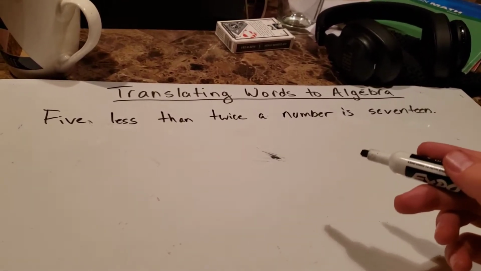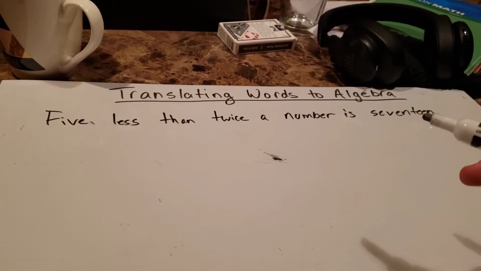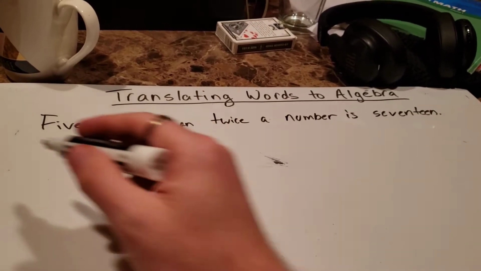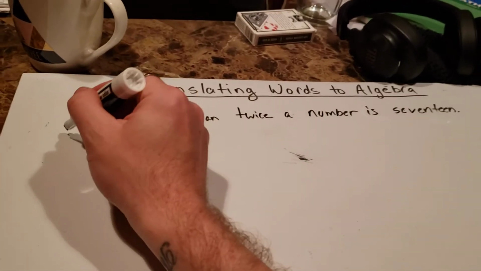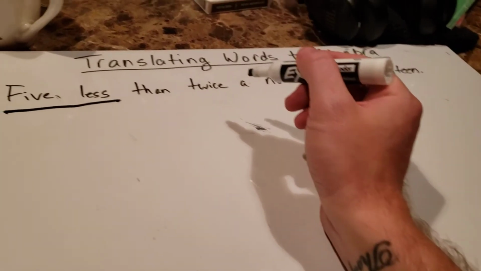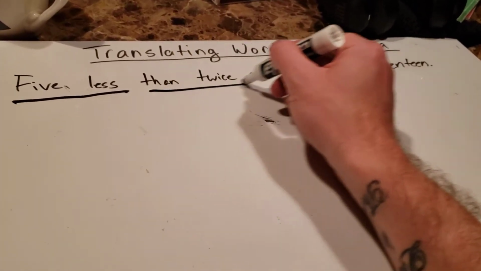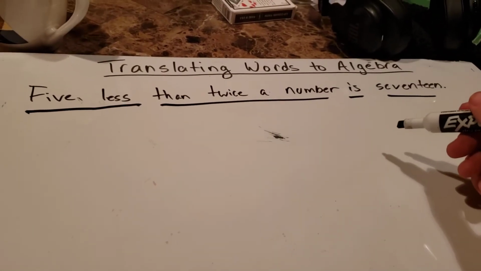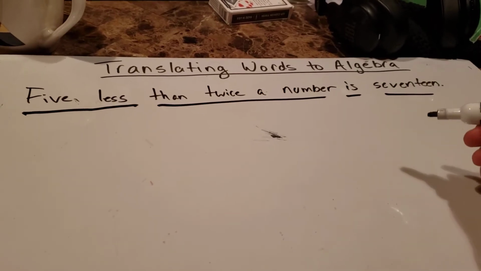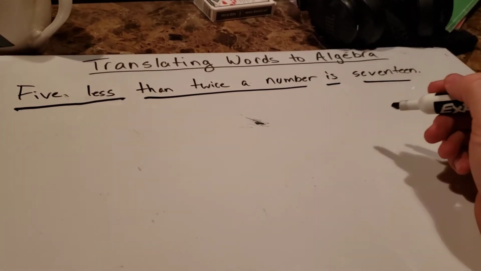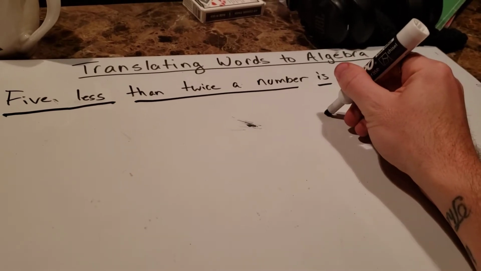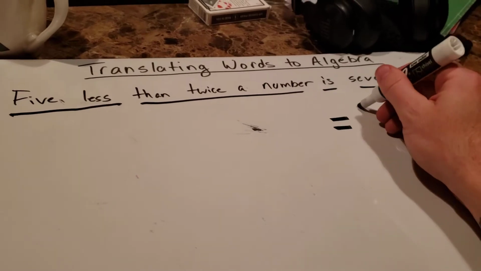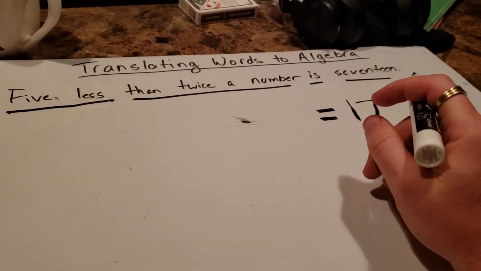5 less than twice a number is 17. All right, a lot to break down there. So we've got 5 less than twice a number is 17. So let's start with hopefully some familiar vocabulary. Is in math always means equal. So I know that I'm going to have an equal sign here. And then we've got 17 on the right. So I know that something is equal to 17.